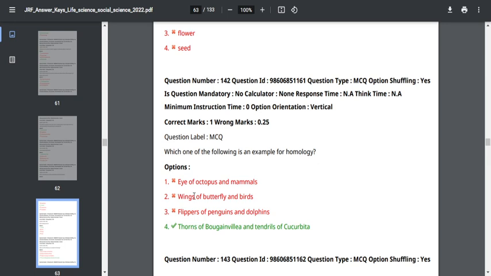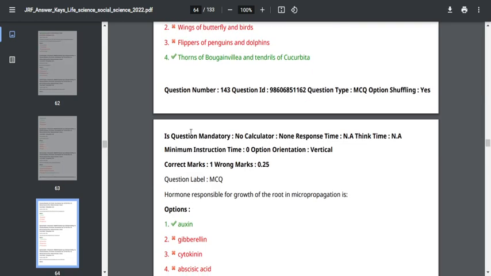Whereas if you take the eye of an octopus and of mammals, both are used for vision, but both have a different origin. And the same if you take flippers in penguins and dolphins, they have a similar function, which means they are analogous organs, but they have a different origin. Okay, so the correct option is option number 4.